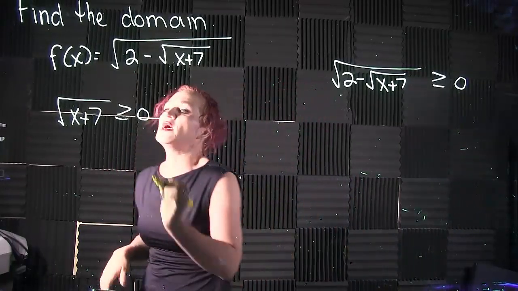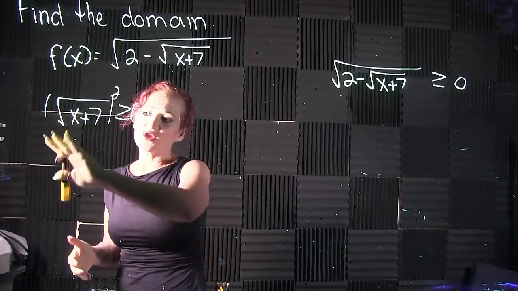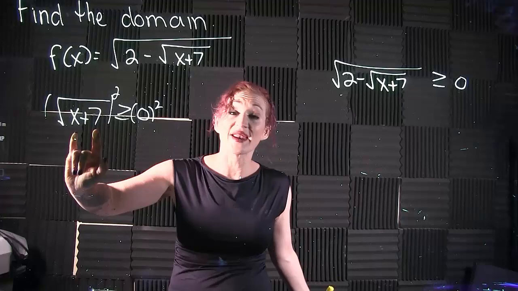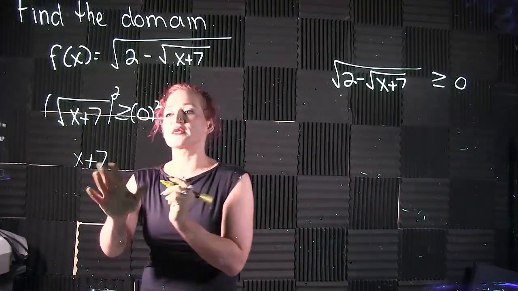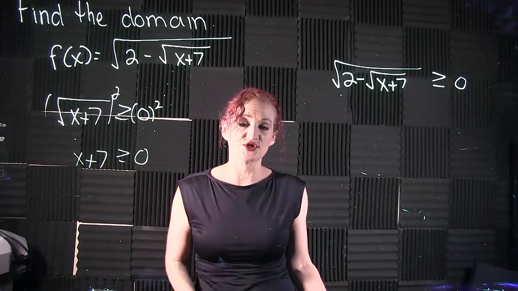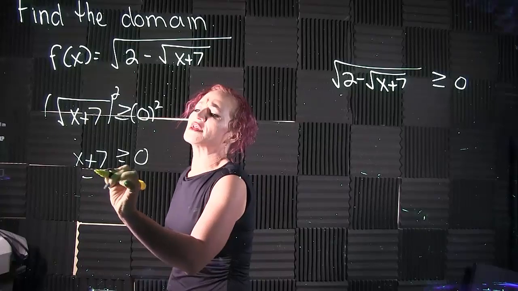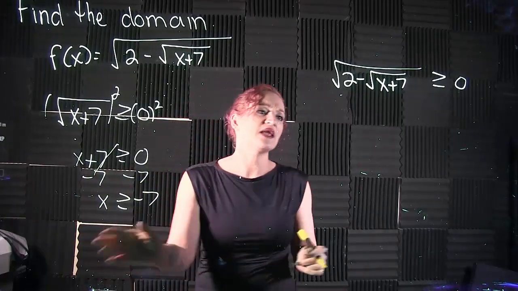Now, typically we would just start by squaring each side, or really you can just take the radicand and set it greater than or equal to 0 and solve, which would look like x plus 7 is greater than or equal to 0. Just subtract the 7 on each side, and x is greater than or equal to negative 7.